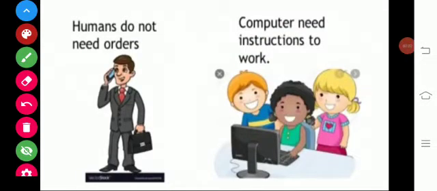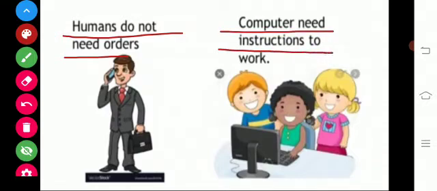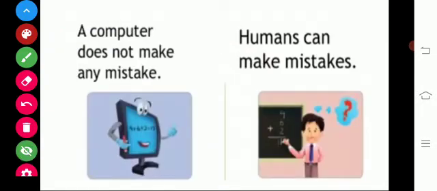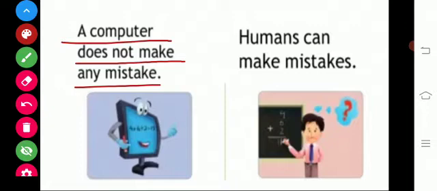Children, listen here. Humans do not need orders. A computer needs instructions to work. A man can work by himself because he can think and he can work. But a computer needs instructions to work. And then a computer does not make any mistakes. Humans can make mistakes. A computer can remember many things and never forgets them.